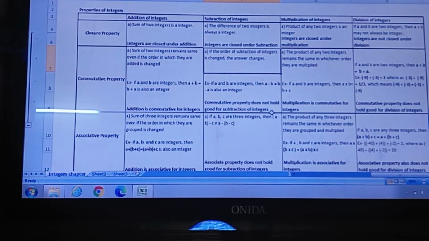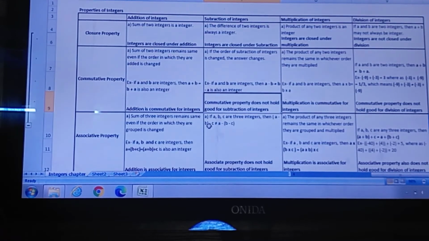In case of subtraction, if the order of subtraction of integers is changed, the answer changes. A minus b is never equal to b minus a. So if a and b are integers, a minus b will not be equal to b minus a. So commutative property does not hold good for subtraction.